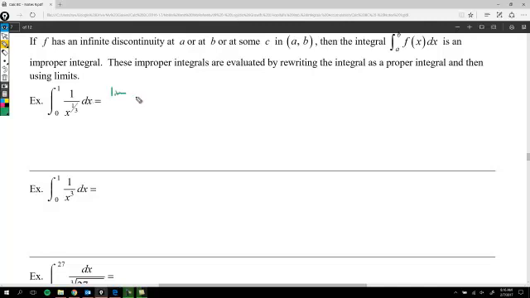So I'm going to take the limit as a approaches 0 from a to 1, because 0 is my problem number, of 1 over x to the 1/3 dx. Now if you wanted to rewrite this as x to the negative 1/3, that'd be totally fine too. Now we can evaluate our limit.